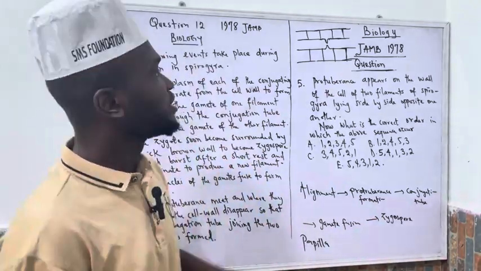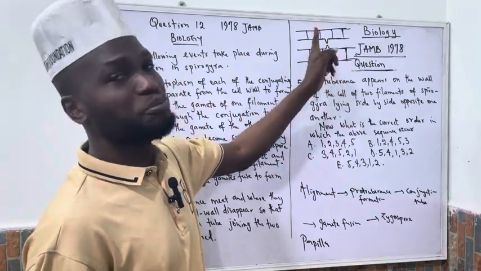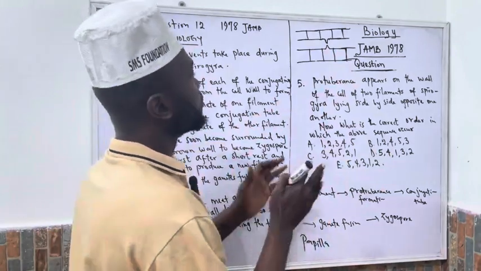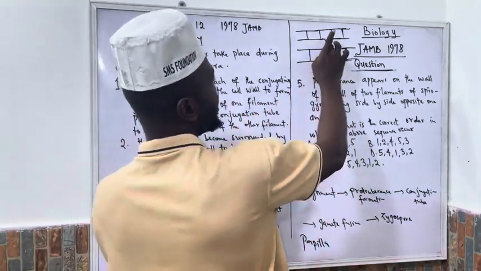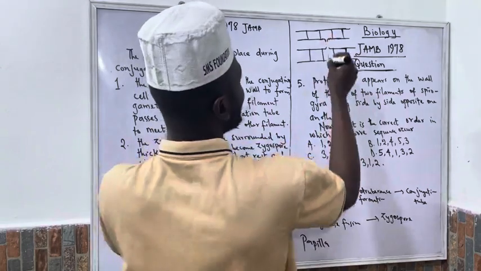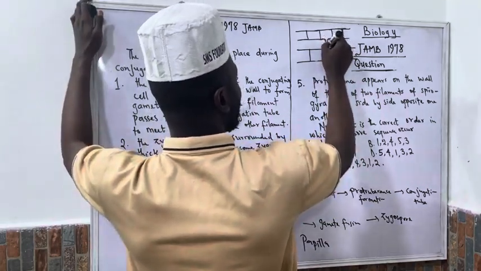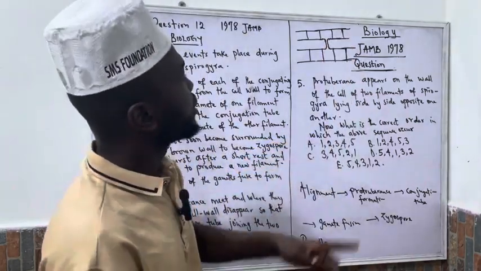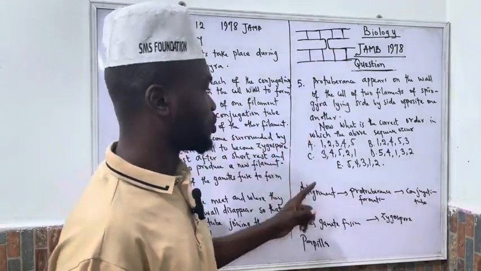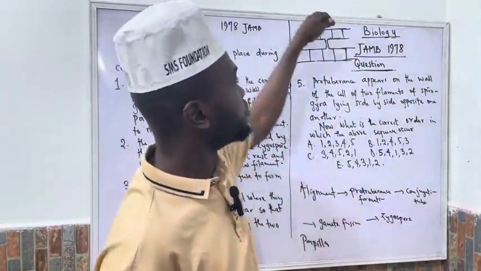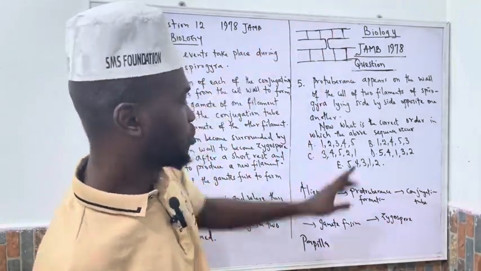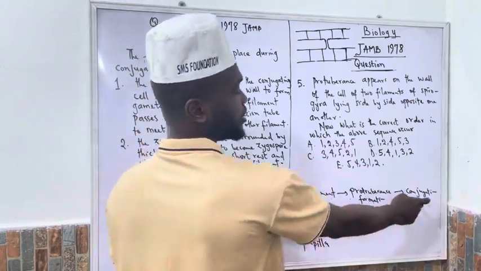Now, after this, the wall of the papilla will break, and both of them will fuse together, they will combine with each other, they will join together. So after some time, both of them will join together. The joining together of the papilla is what we call the conjugation tube. This tube is what we call conjugation tube. So you can see that I have explained 3 stages.